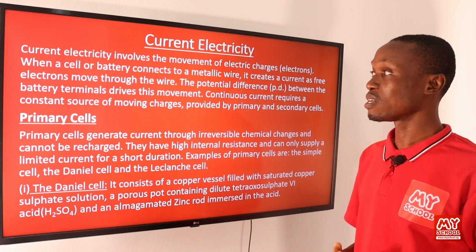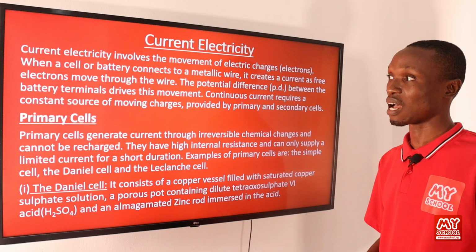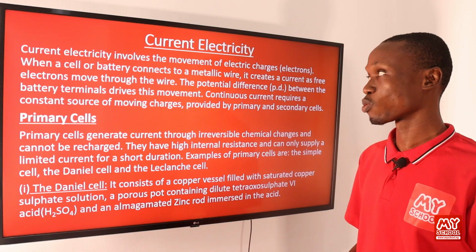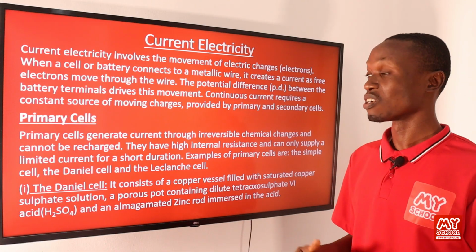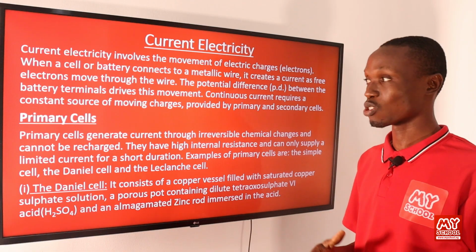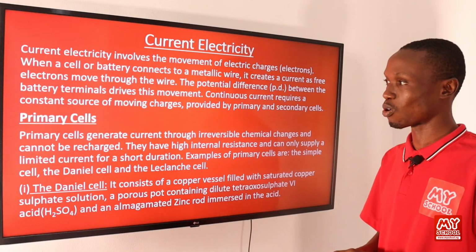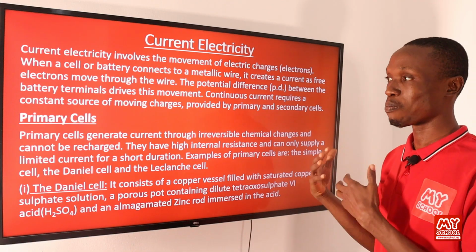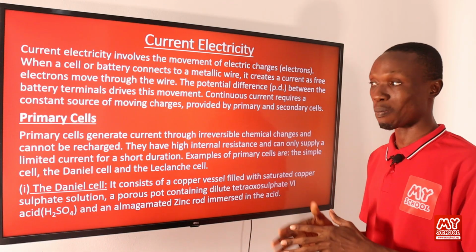When a cell or battery is connected to a metallic wire, it creates a current as free electrons move through the wire. The potential difference between the battery terminals drives this movement. Continuous current requires a constant source of moving charges provided by primary and secondary cells. So let's talk about primary and secondary cells. Let's begin with primary cells.